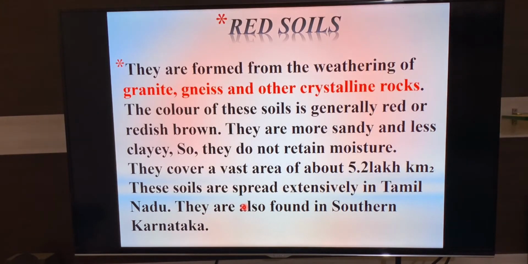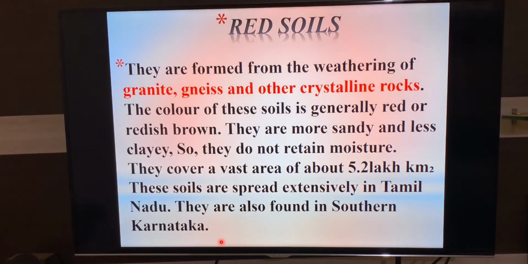They are formed from weathering of granite, gneiss and other crystalline rocks. The color of these soils is generally red or reddish brown. They are more sandy and less clayey, so they do not retain moisture. They cover a vast area of about 5.2 lakh square kilometers, and these soils are spread in Tamil Nadu and they are also found in southern Karnataka.